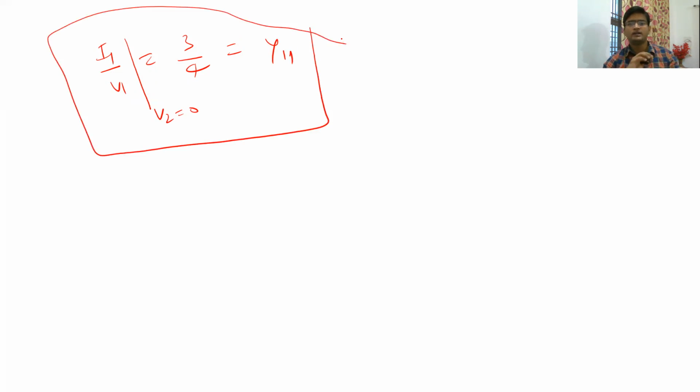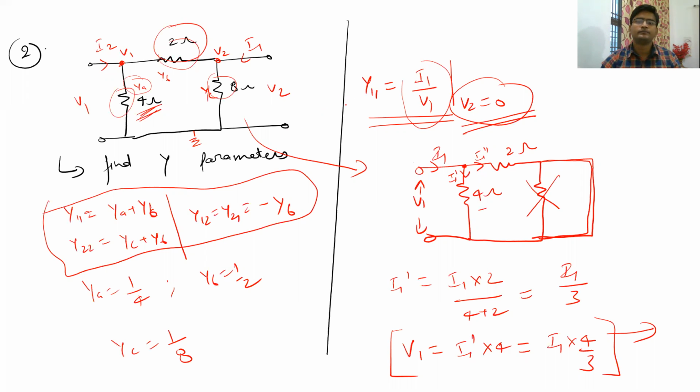Similarly, you can calculate all the values of Y parameter using this method. And I already told you the other two methods. The first method was to calculate the equations of I1 and I2 in the form of V1 and V2 and compare with the standard KCL equations of Y parameter, and then you can directly find.